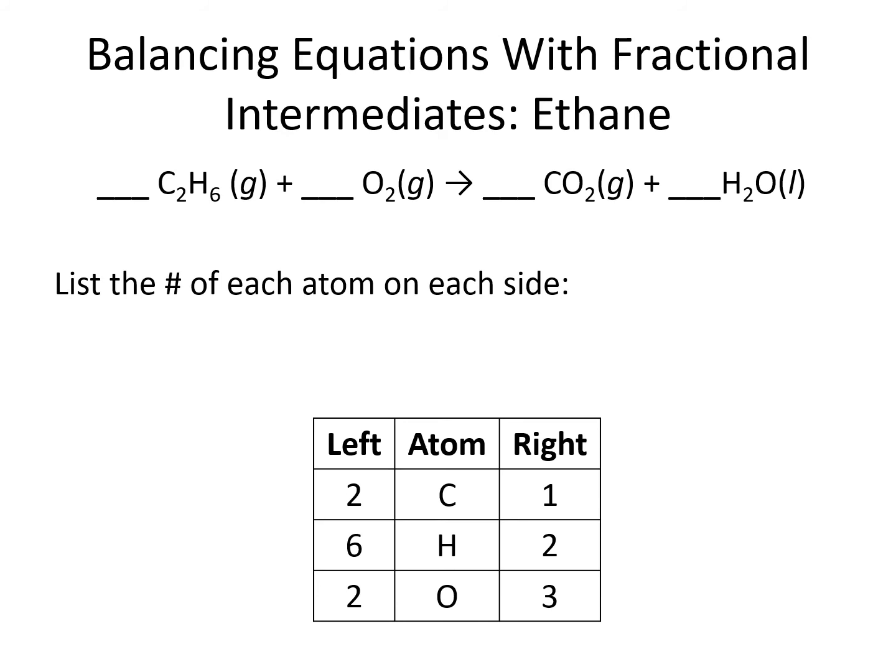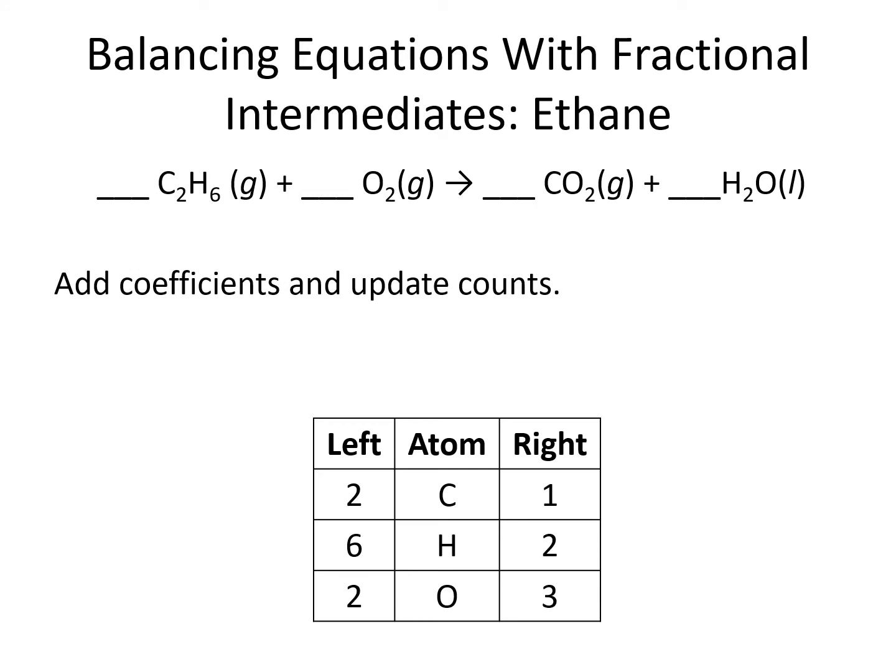First, we're going to list out the number of each atom we have on each side of the equation. We have 2 carbons, 6 hydrogens, and 2 oxygens on the left. On the right, we have 1 carbon, 2 hydrogens, and 3 oxygens, just like we do for all of our other combustion reaction equations.